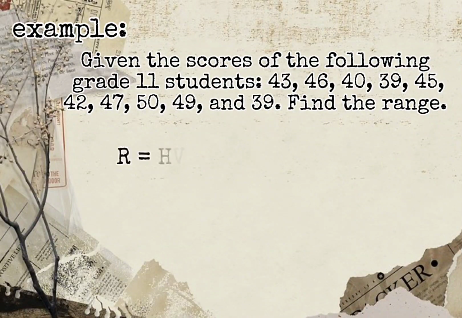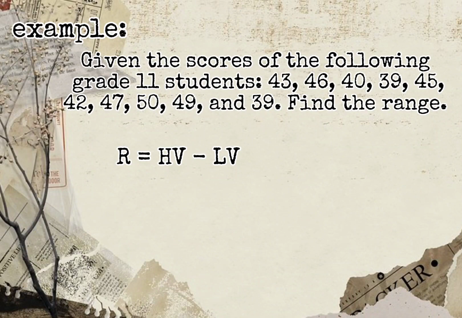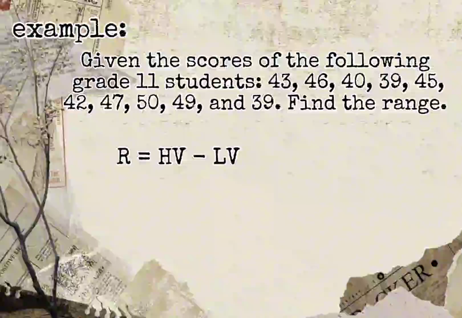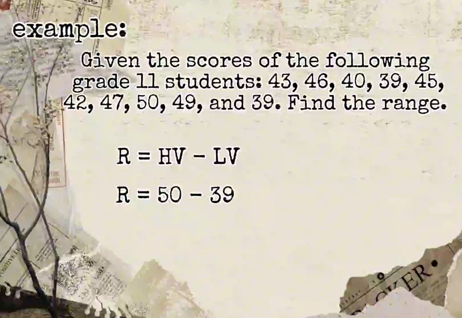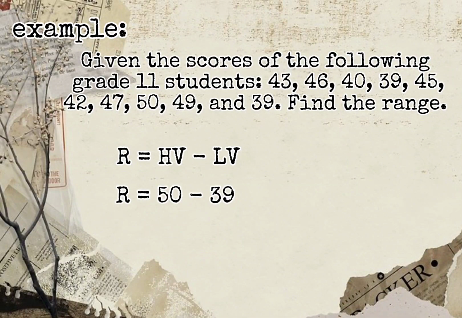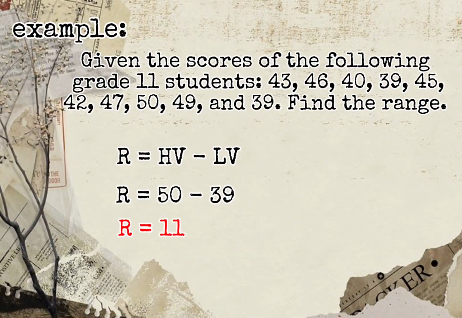So just simply write the formula. Then from our given example, just identify the highest and the lowest value. In this case, 50 is the highest value and the lowest value is 39. So 50 minus 39 is equal to 11. So our range is 11.